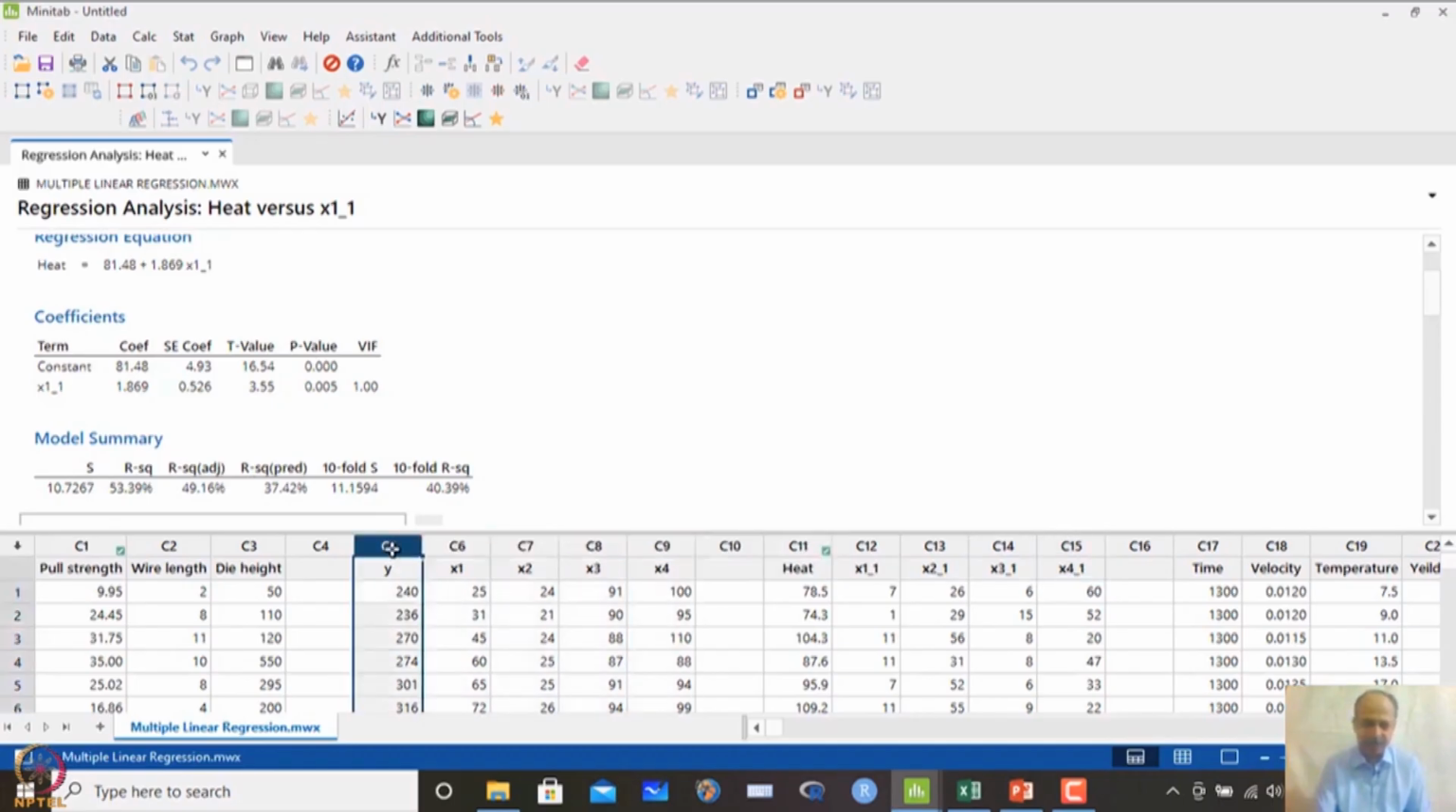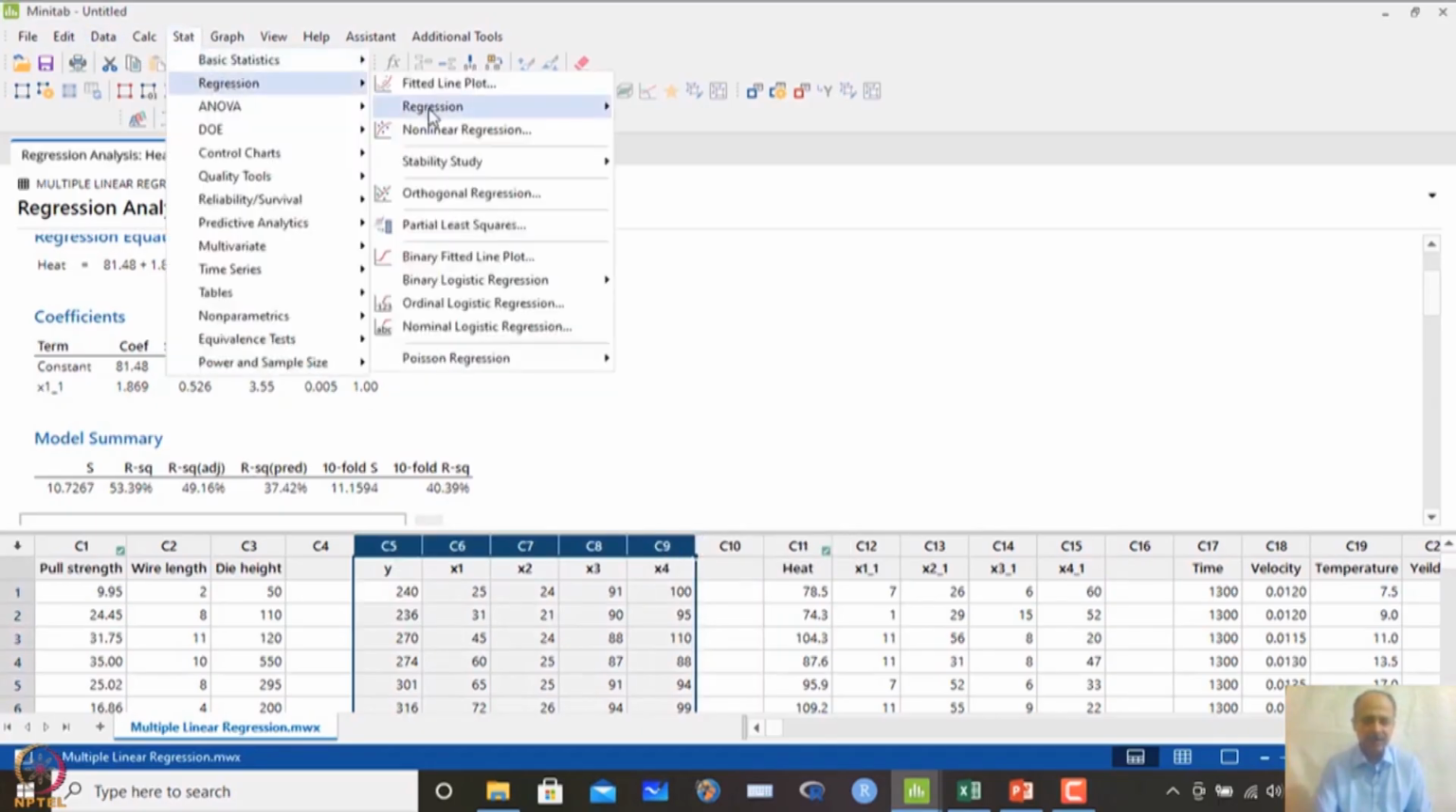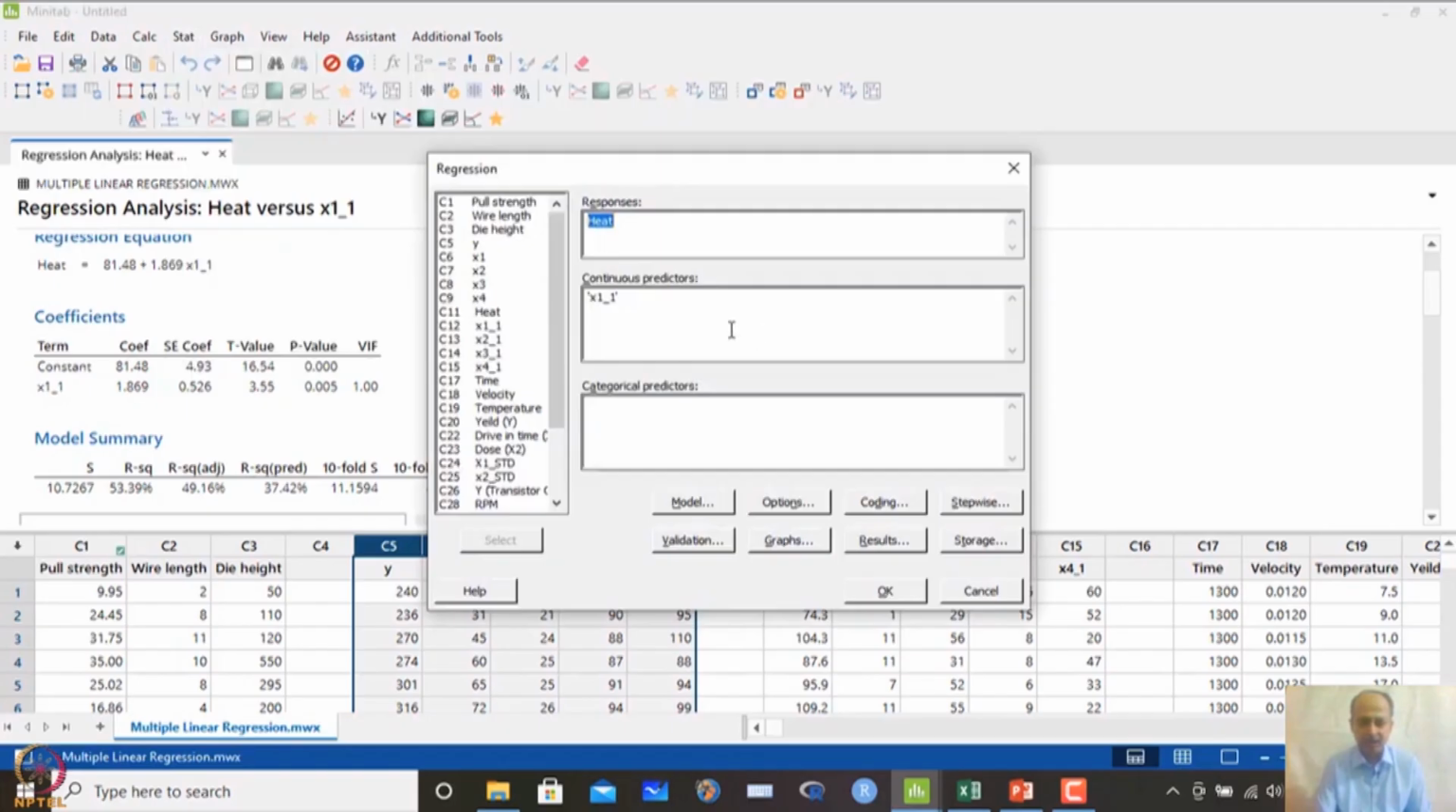Let us also assume the C5 to C9 variables over here, and in this case also we can see the regression equation, what equation is generated. So, what we can do is go for this y variable, and these are the x1 to x4 variables, selected over here in the continuous predictors, x1 to x4.